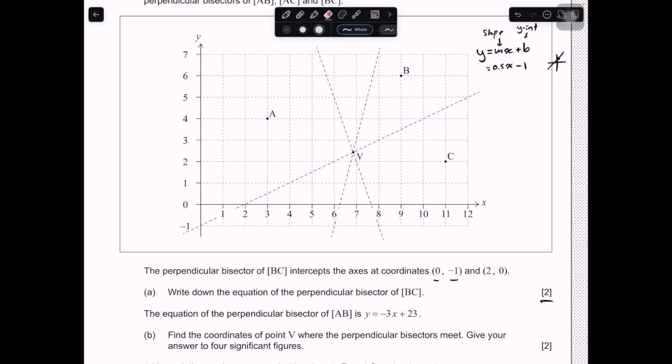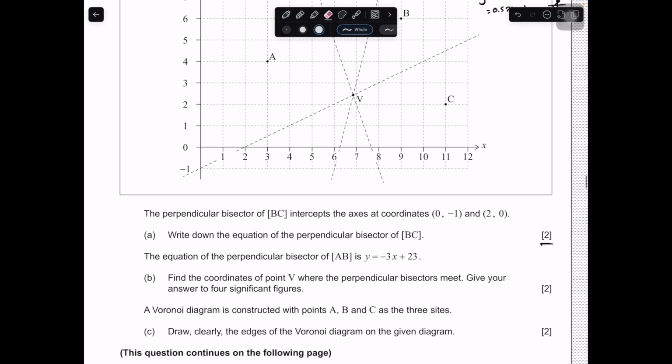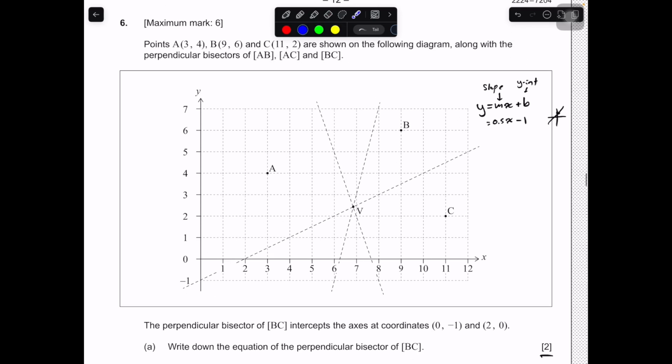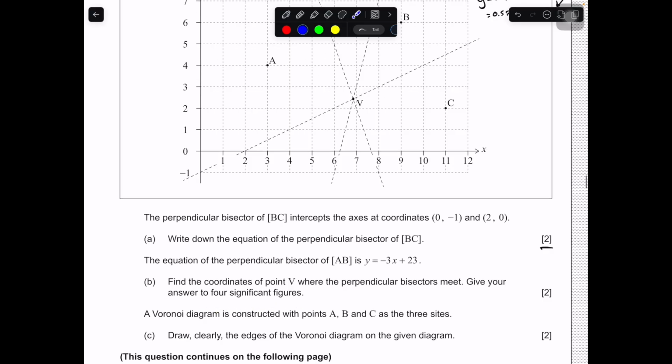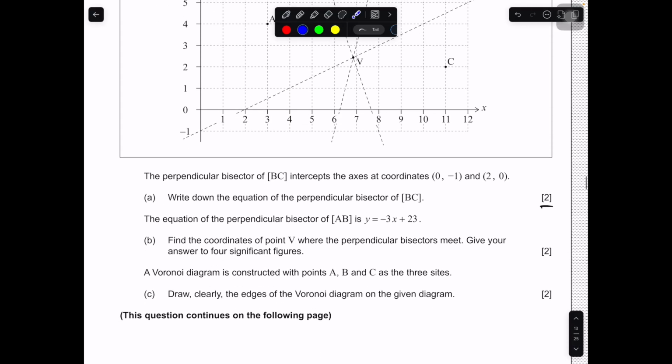Okay, let's go on to the second part. The equation of the perpendicular bisector of AB. So where's that? Right here, is y equals -3x plus 23. Find the coordinates of point V where the perpendicular bisectors meet. Give your answer to 4 significant figures. Okay. So for 4 significant figures, that's actually quite important. To be honest, we'd actually lose a mark if we didn't do that. It's a 2-mark question.